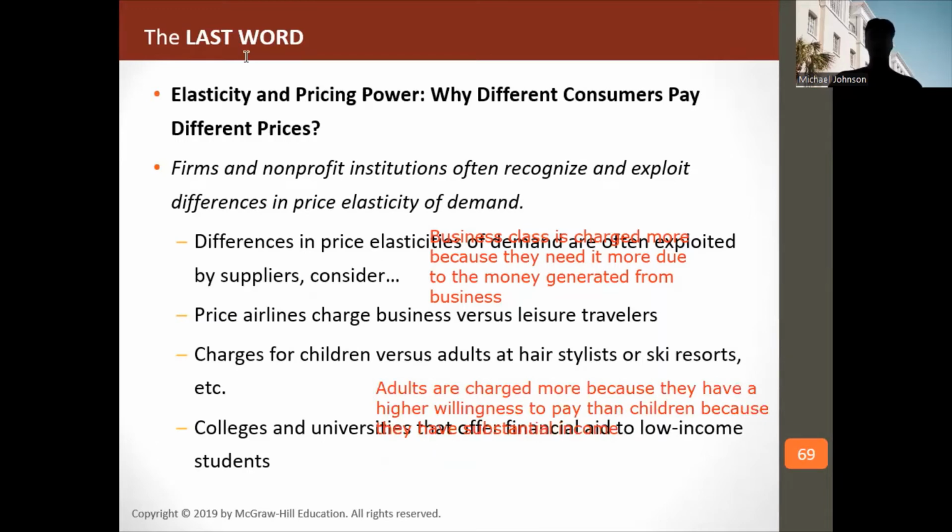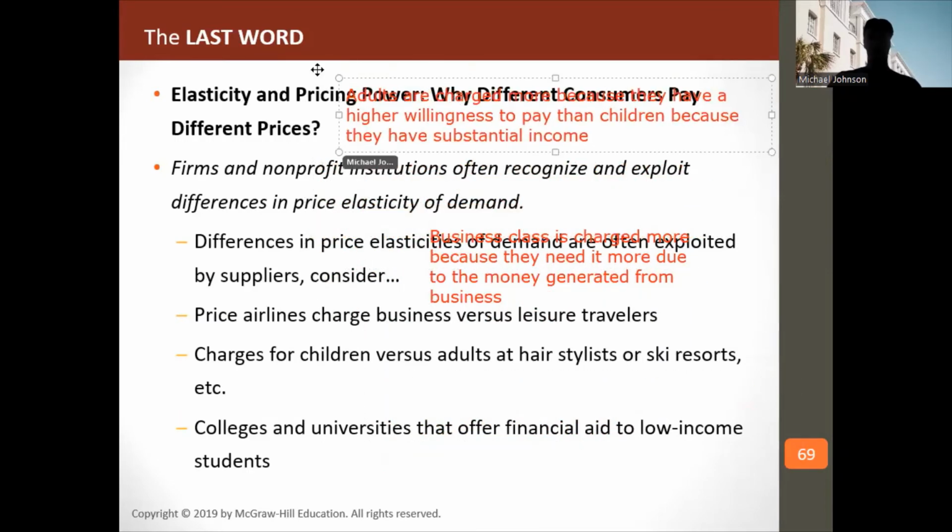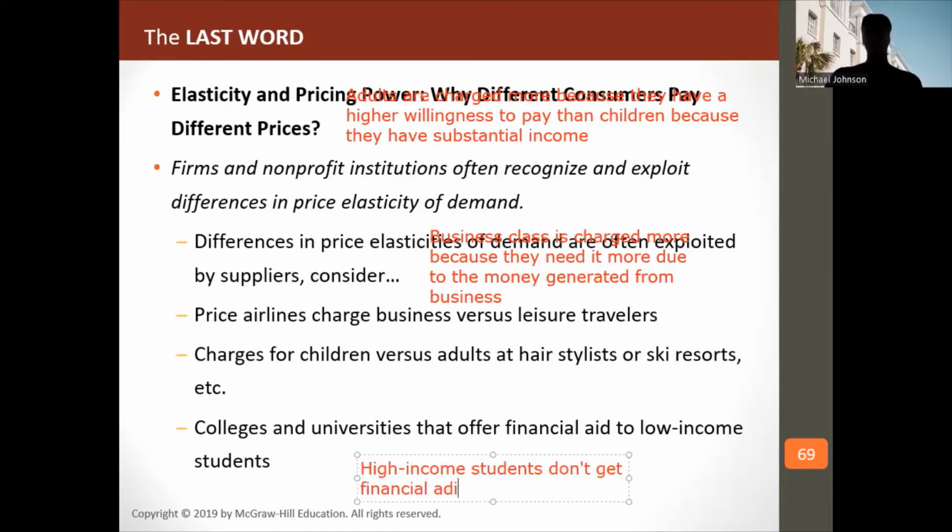And then colleges and universities offer financial aid to low income students. High income students usually don't get financial aid because they don't need it. Low income students usually get financial aid because they need it.